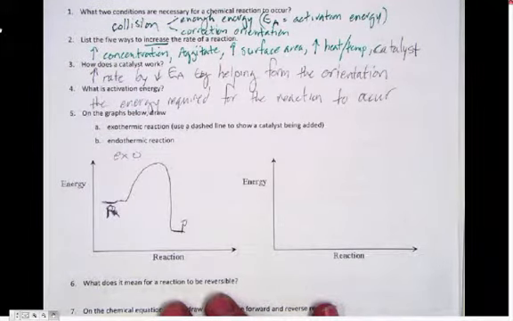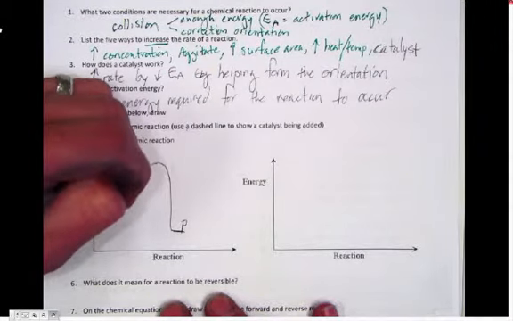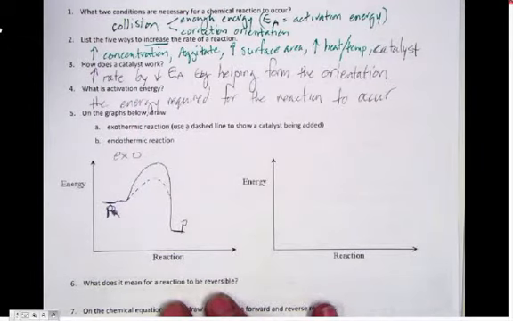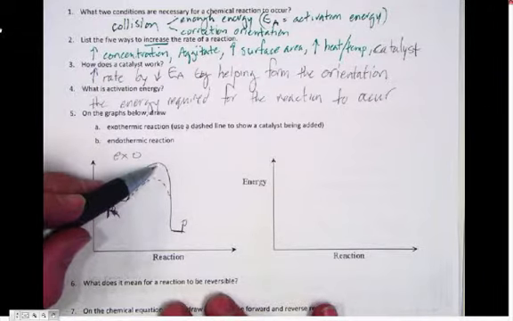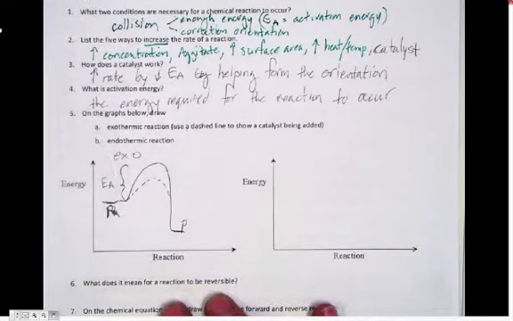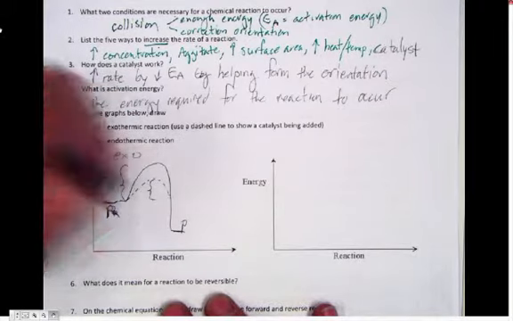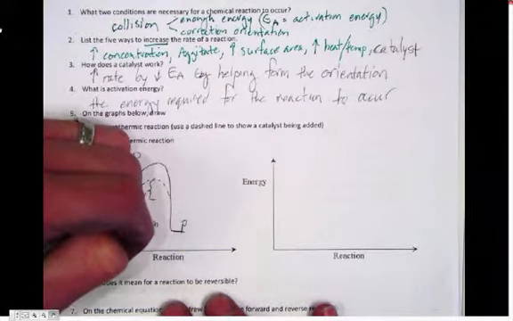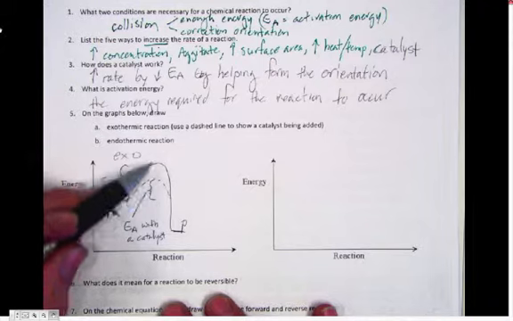Okay. And then they want us to draw a dashed line to show a catalyst being added. So catalysts lower the E of A. Another way of saying that is they lower this hill, the cost. So if I don't use a catalyst, I will have to pay this much energy. Okay, so this is the normal E of A. And then this distance here, that's the E of A with a catalyst. Okay, so you only have to pay this much versus the whole thing.